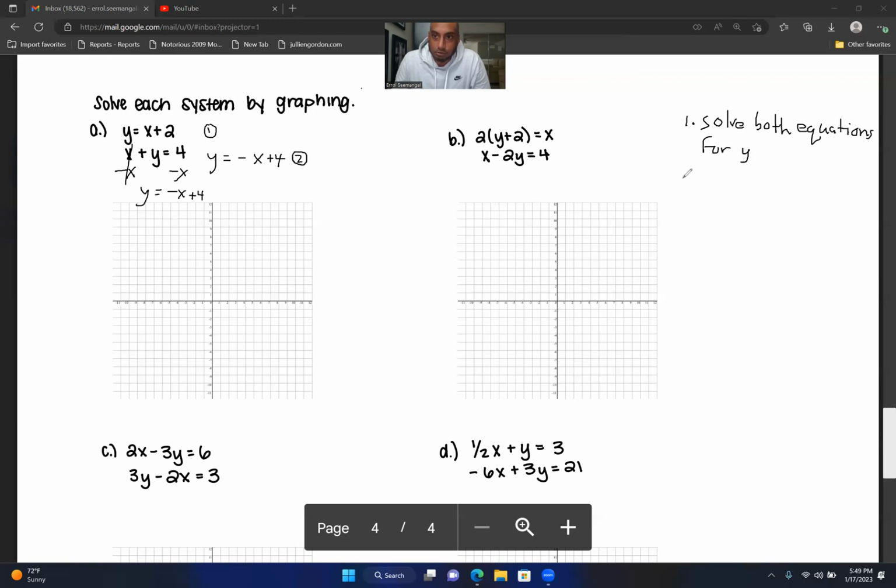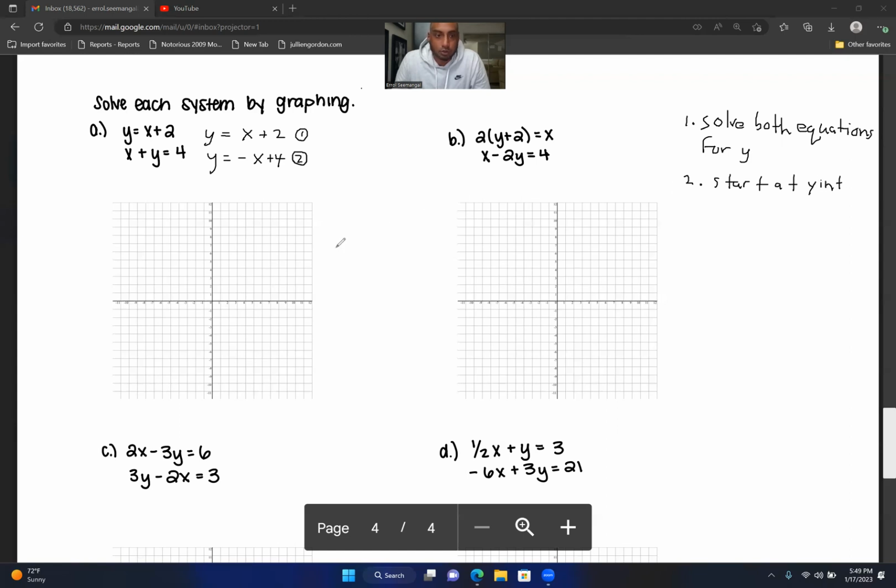Okay, what's step two? Graph. Okay, be a little more specific. How do we graph? So we have y equals x plus 2 and y equals negative x plus 4. That's equation one. You would graph the y first, so it would be positive 2. This 2 right here, right? So number two, start at y-intercept.